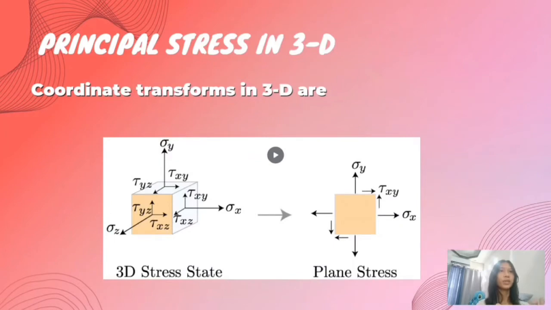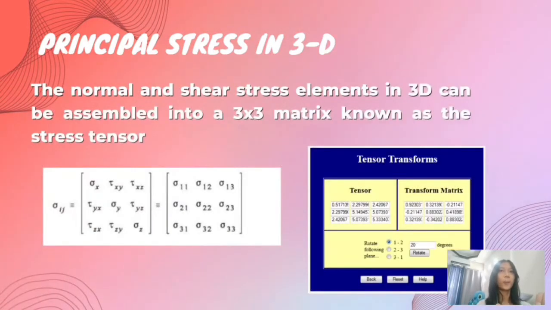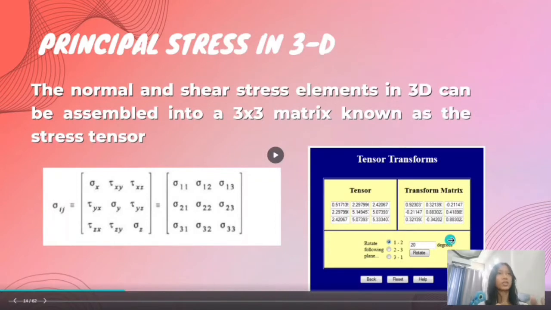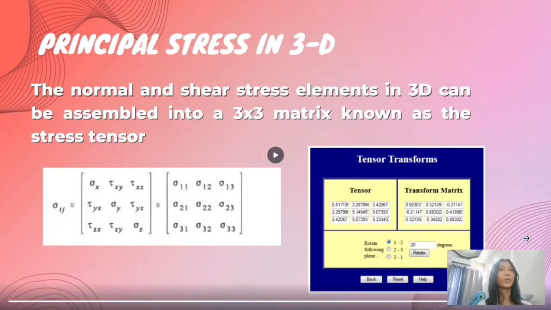Now, lastly, we have the principal stress in 3D. The normal and shear stress elements in 3D can be assembled into a 3x3 matrix known as the stress tensor. So, kanina yung 2D consider lang natin, which is yung sigma x and y, sigma and tau xy. Here sa 3D is kasama na yung z. Kaya, buong stress tensor na yung ginagamit natin. Kaya ganito na itsura niya, formula. Now, substituting the values from the matrix, pwede natin makalculate yung principal stress in 3D using this tensor transform calculator, wherein ilalagay mo na lang yung values and yung angle of transformation. So, that is all for my report.